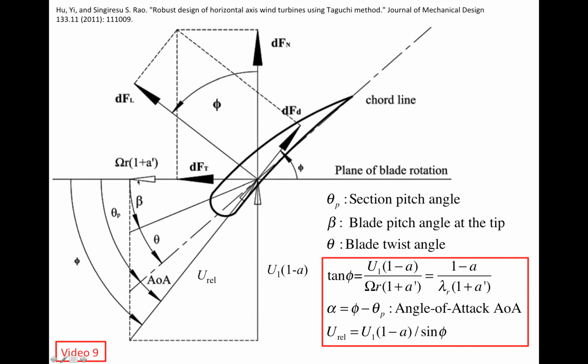And a second consequence of increasing r is that as the length of this vector actually increases, the angle of the relative wind phi decreases, right? So as we increase the length of this vector, the length of this other vector is fixed, right? So U_rel is going to rotate this way. So phi is going to decrease. So as we move from the root to the tip, the angle of the relative wind phi is going to reduce. It's going to decrease, basically.